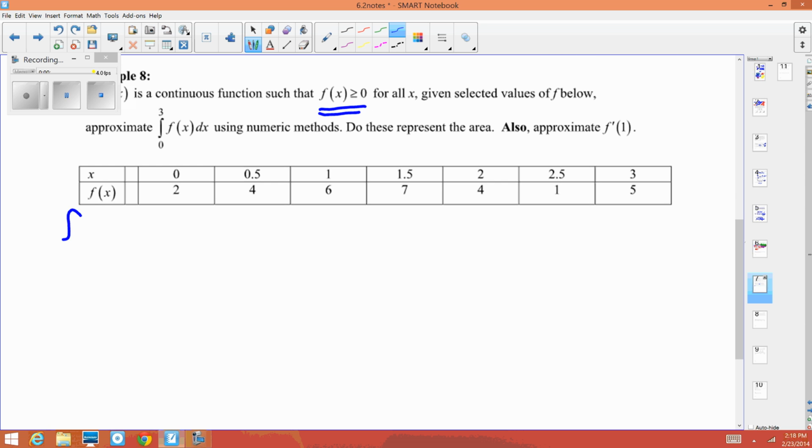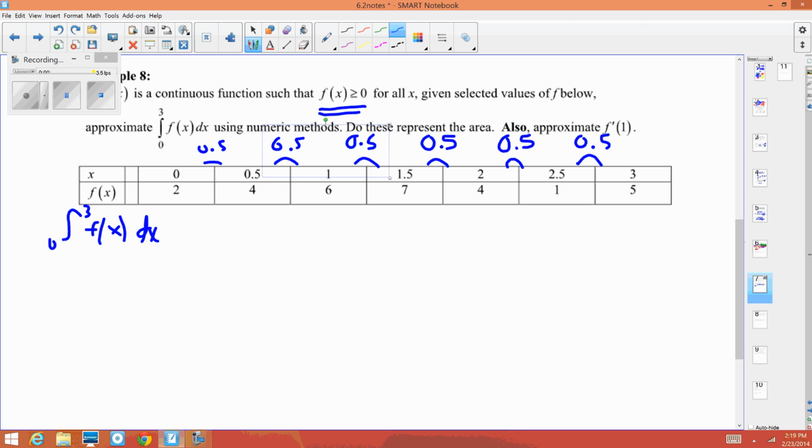One way we could do that is by using rectangles. One thing you should check is the difference between all of these. The first couple are 0.5, but that doesn't mean that all of them are going to be 0.5. It's worth checking that. It doesn't take you that long. Check it out. In this case, it happens to be all equal intervals.